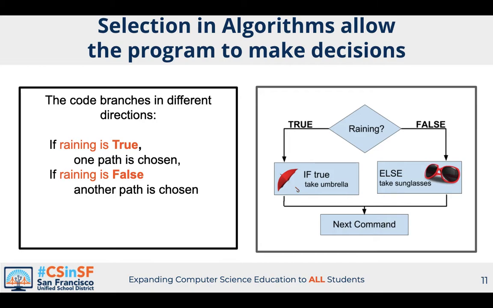So for example, if a program was trying to tell you what to do if it's raining, code might look something like, if raining is true, you would do one thing. If raining is false, meaning it's not raining, you would choose another. We can represent that on the left as an example of pseudocode, and on the right, it's an example of a flowchart. Those are two different ways to express algorithms.